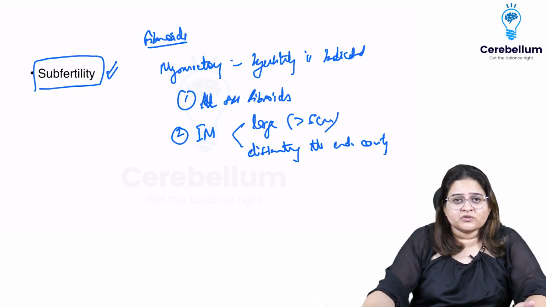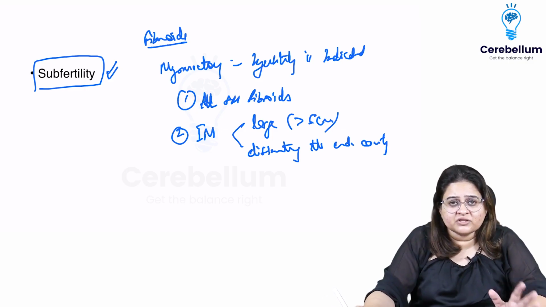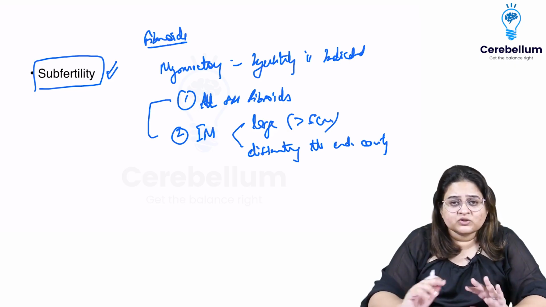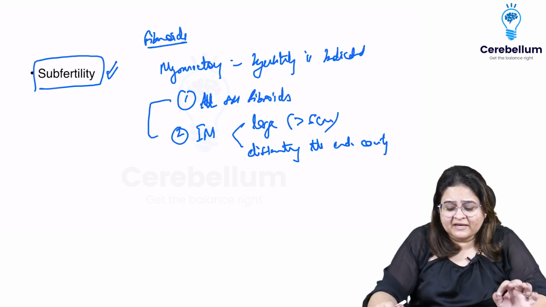So, all submucosal fibroids and all large intramural fibroids, either more than 5 centimeters or so large that they are distorting the endometrial cavity. For these two categories, you're going to do a myomectomy if she has infertility.